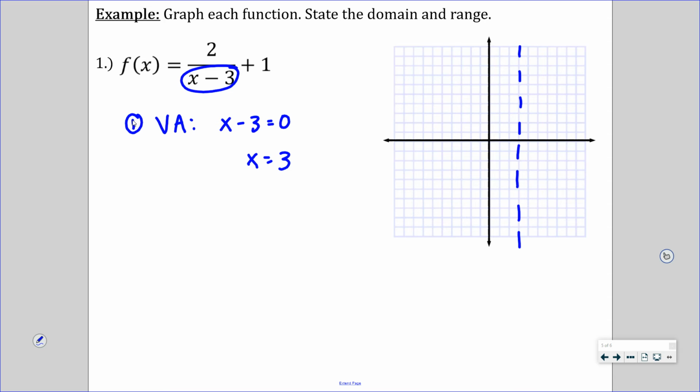All right. Second, we're going to find the horizontal asymptote. And for now, that's only going to occur if we have a shift up or down. And it looks like I have a shift up 1. So my horizontal asymptote's now going to be here. So it can't touch that.